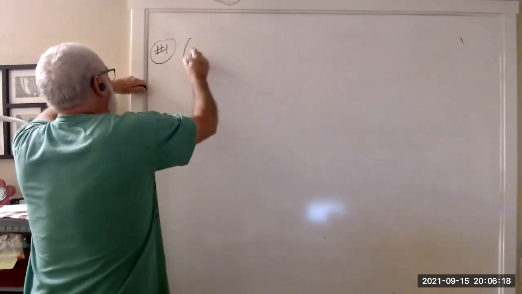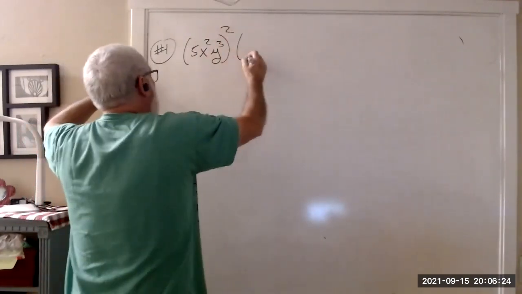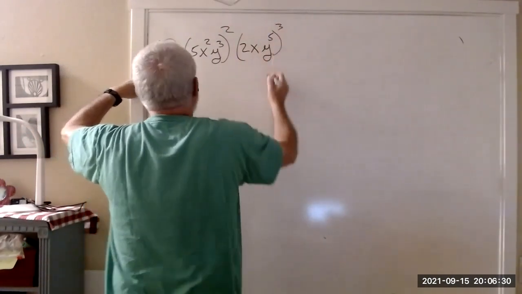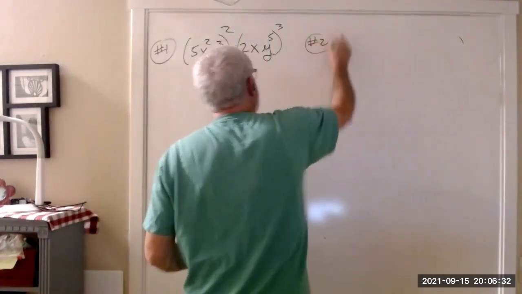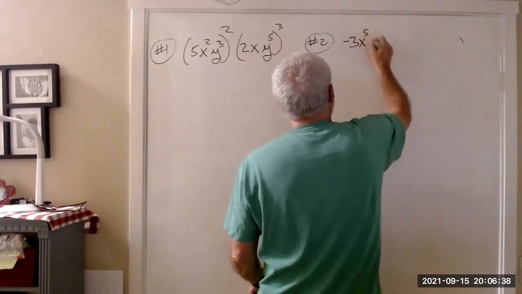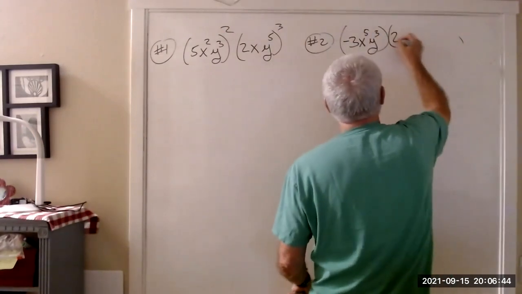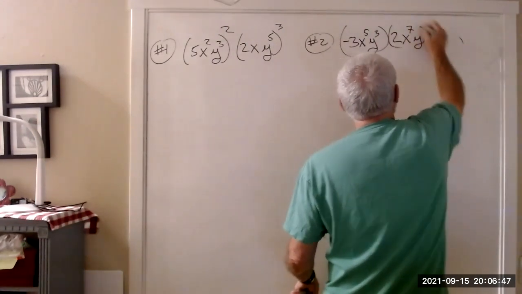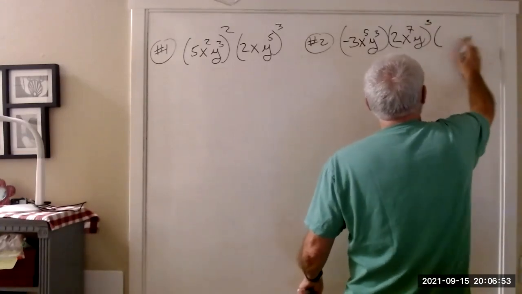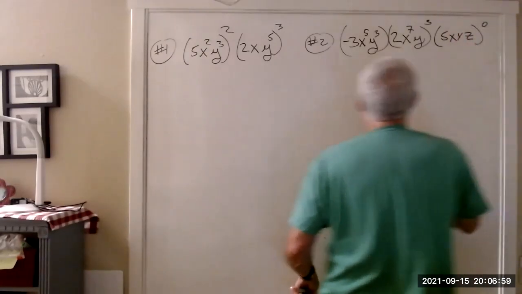Number one, 5x squared y to the third, quantity squared, times 2x y to the fifth, quantity cubed. Number two, negative 3x to the fifth y to the third, times 2x to the 7y, quantity cubed, times 5xyz, quantity to the 0 power.